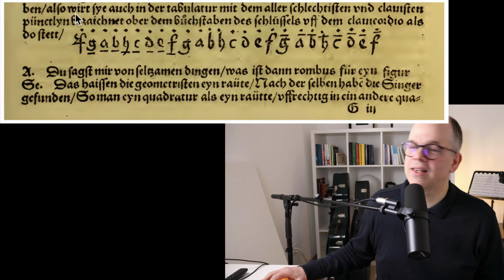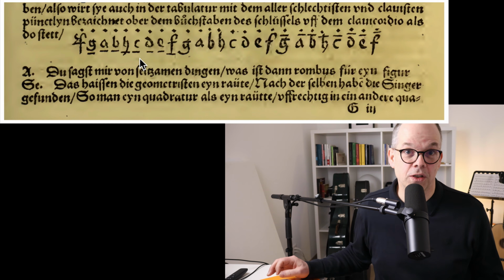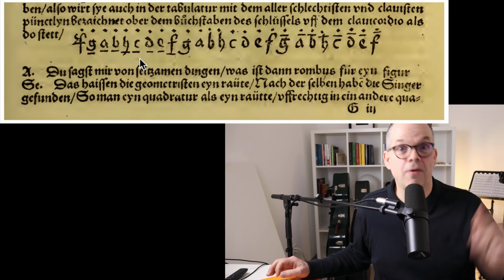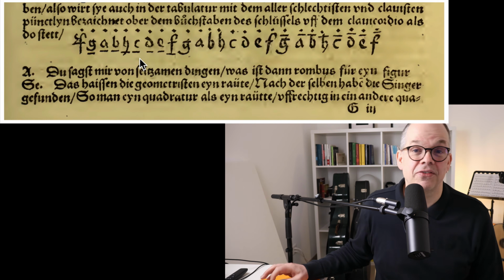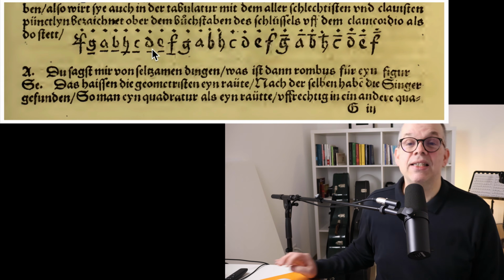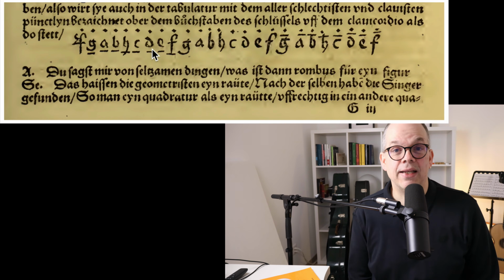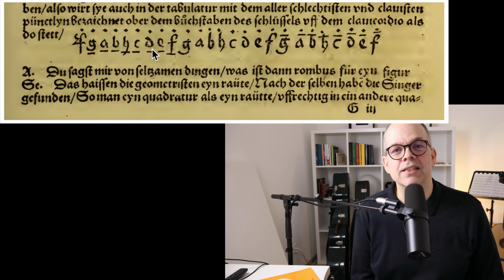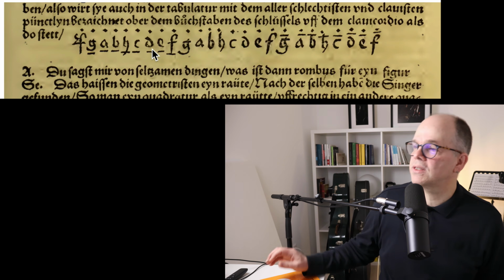And here you see the Gamut, as he explains it to everyone who wanted to play keyboard, lute, or flute instruments in 1511. We have the F, G, A, B, H, C, D, and so on. So it was completely in there. In this book, he explains how the organ tablature works, and so the H is needed as it appears in the organ tablature.